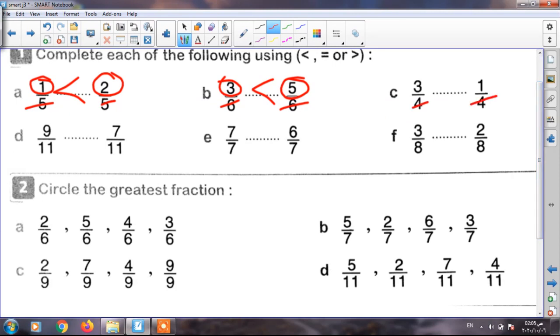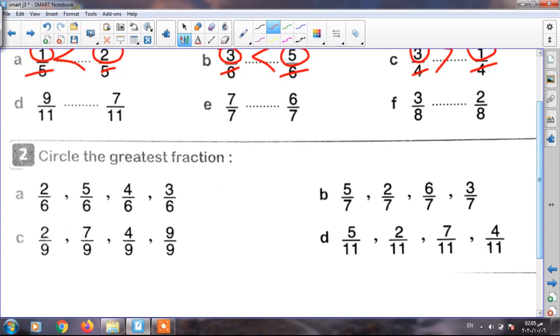So what will I do? I will look at the numerator. Here I have 3 and here I have 1. What will I do? I know that 3 is bigger than 1. So 3/4 is bigger than 1/4.